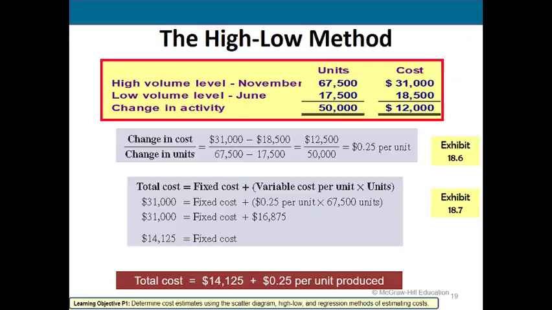So you come up with 25 cents times 67,500 equals 16,875, and so the fixed cost is the difference between 31,000 and the 16,875, which is 14,125. And so total cost at any volume that is produced will equal fixed cost of 14,125 plus variable cost of 25 cents per unit produced.